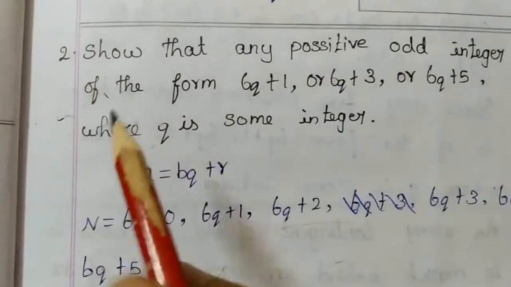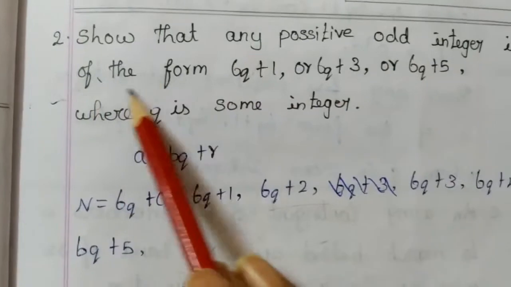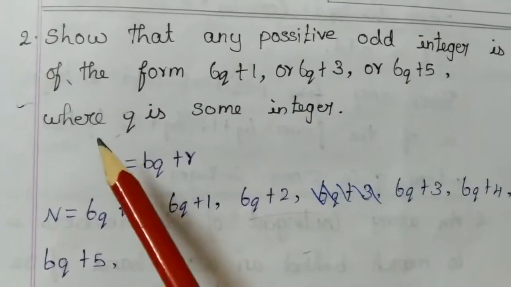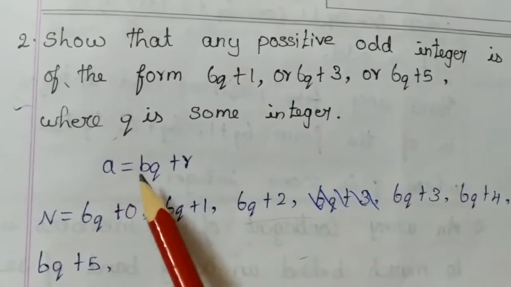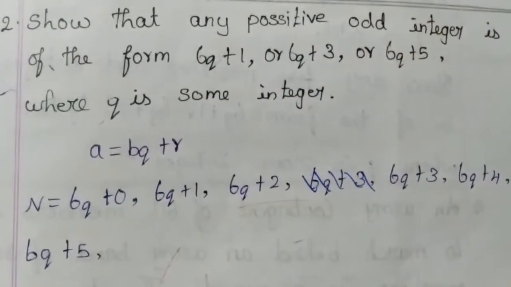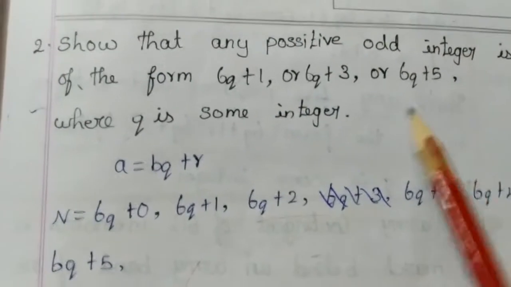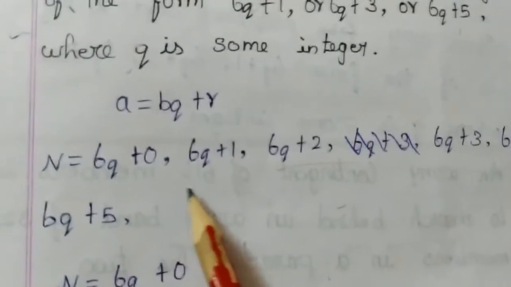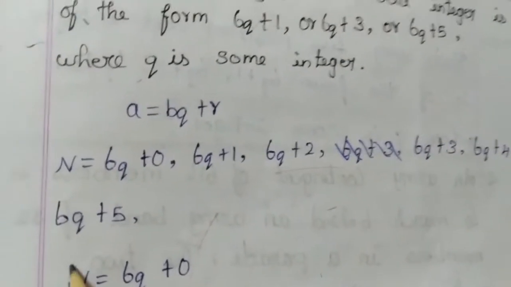Next question: show that any positive odd integer is of the form 6q plus 1 or 6q plus 3 or 6q plus 5, where q is some integer. We need to apply the formula A is equal to BQ plus R. For this lesson, we have read only this formula alone. Here they said up to 6q plus 5, so we need to write up to that. The number is what? 6q plus 0, 6q plus 1, 6q plus 2, 6q plus 3, 6q plus 4 and 6q plus 5.